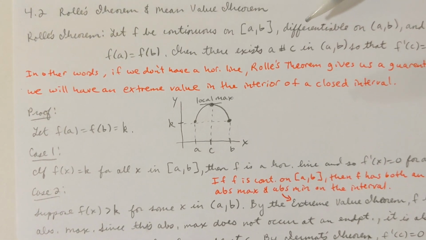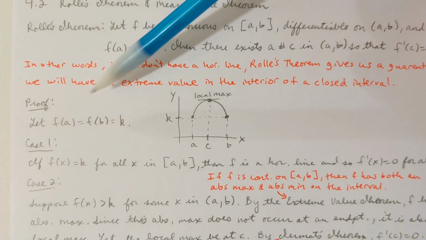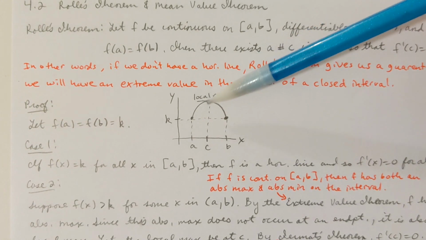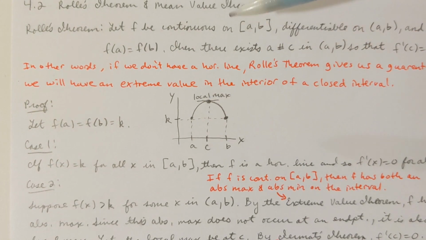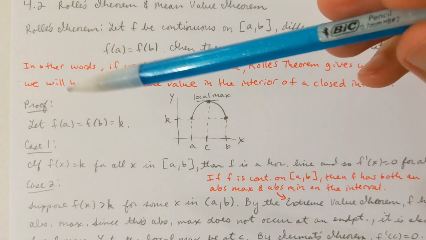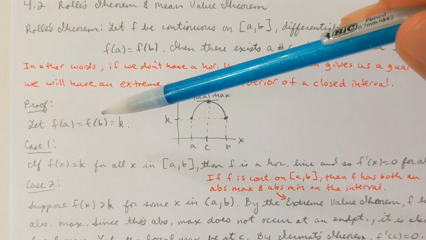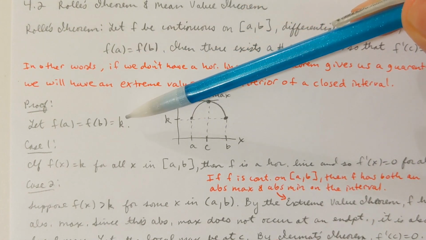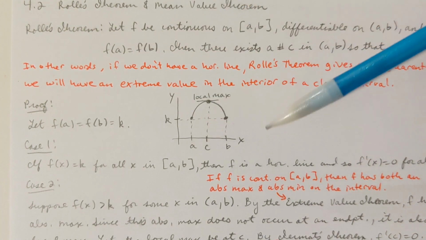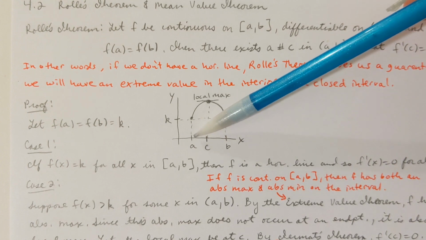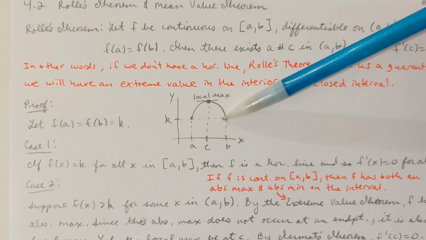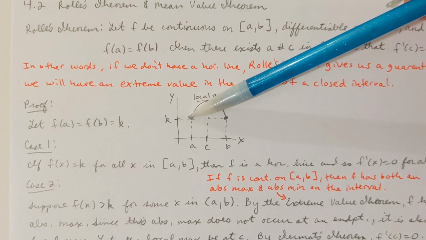All right, let's take a look at a proof of this here. So I've drawn a picture that I'll refer to, and I'll focus mainly on the local max case here. So, proof. Let f(a) and f(b) be the same number, which we'll call k, for some function f. So here's a, here's b, and f(a) and f(b) are located at the same height.